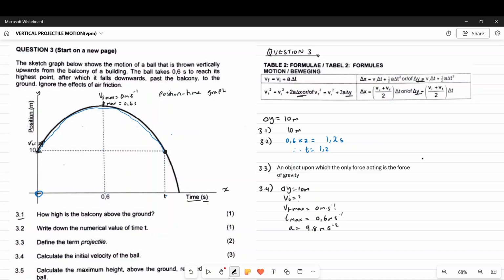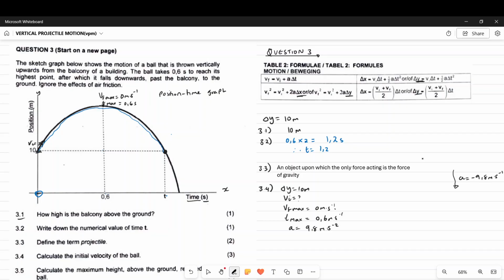So for me, I prefer taking downwards as negative, right? I prefer taking everything downwards to be what? Negative. So I take downwards to be negative. That means my a will be negative 9,8 meters per second squared. Or you could have taken upwards, but just to avoid confusion, I take downwards to be negative 9,8 because I'm comfortable with this one.